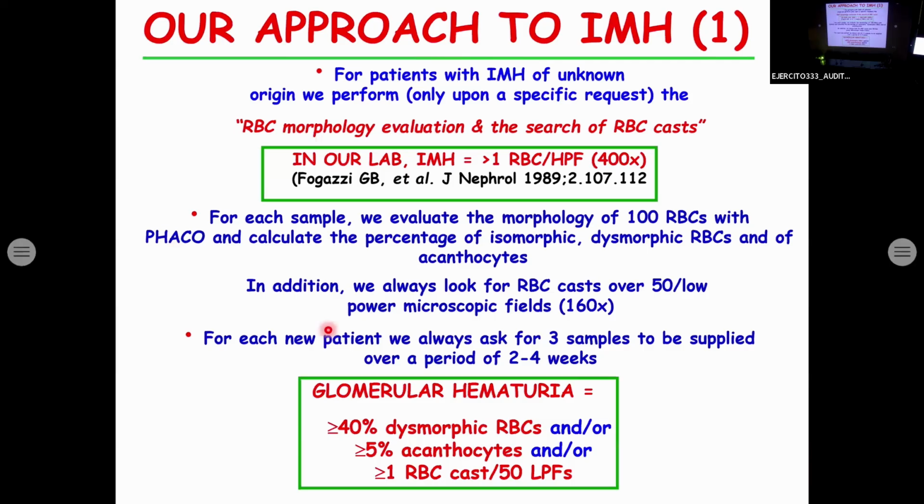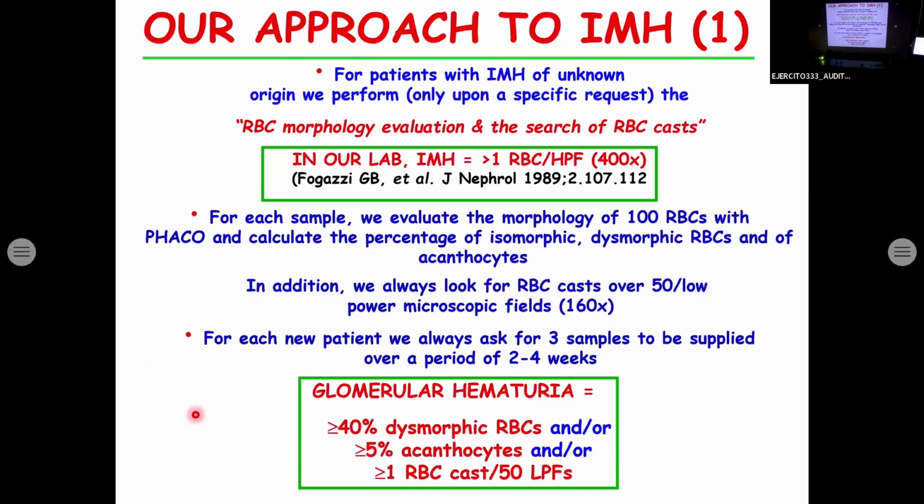For each sample, we evaluate the morphology of 100 red blood cells with phase contrast microscopy. Phase contrast is the standard method in our lab. We calculate the percentage of isomorphic and dysmorphic red blood cells and of acanthocytes found over the count of 100 red blood cells. In addition, we always look for red blood cell casts over 50 low power microscopic fields.